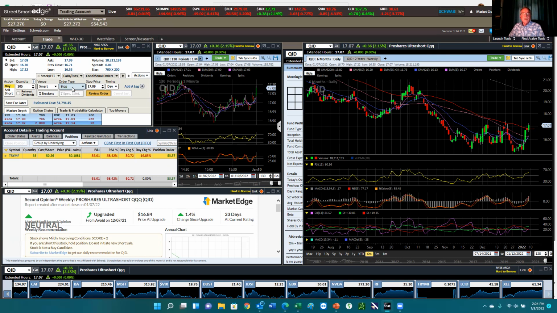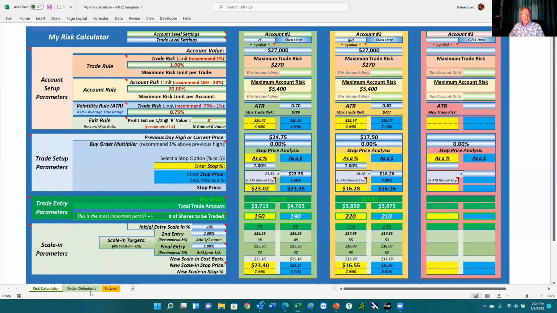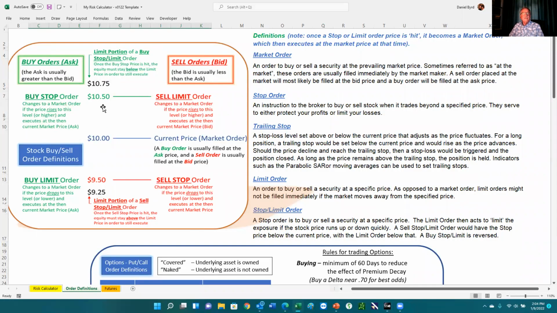So the way to think about this, and actually on my risk calculator, I have order definitions right here. This helps you understand what they all mean. The simplest and easiest one is sell stop. Everybody kind of knows what that is. That's where you put a stop below the price in case it goes down. We're going to do that too. But a buy stop is the opposite. Buy stop is if it goes up here, then buy it. And then the limit order: buy limit is below and a sell limit is above.